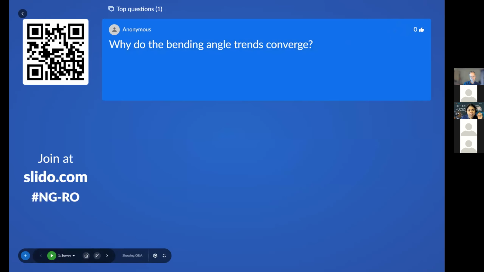Why do the bending angle trends converge? Well, the plot that I showed there showed the trends as a function of the length of the time series.